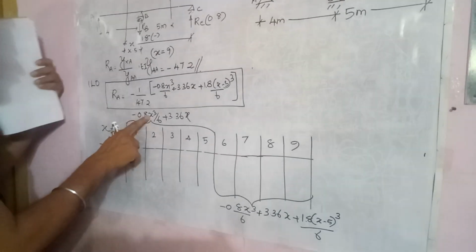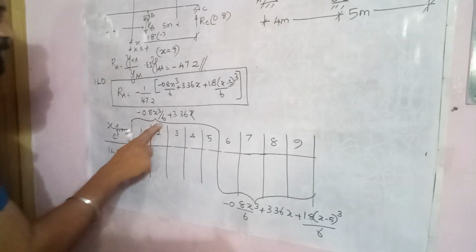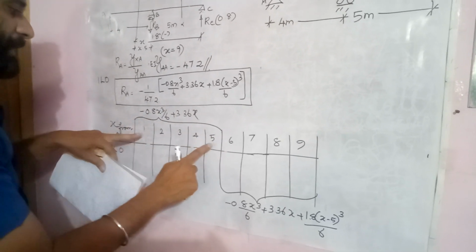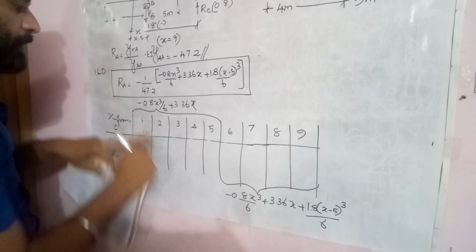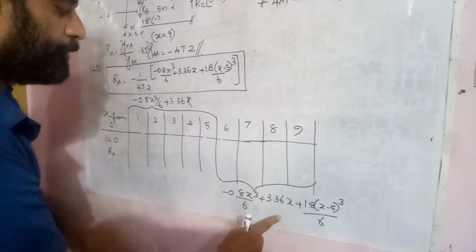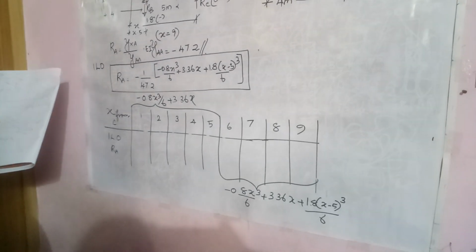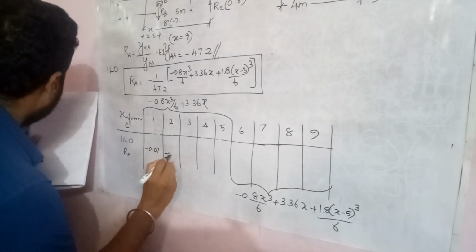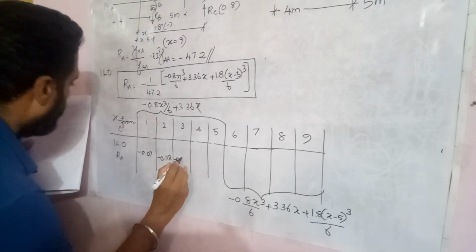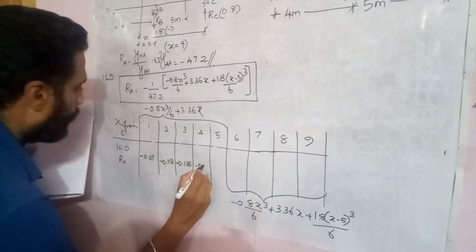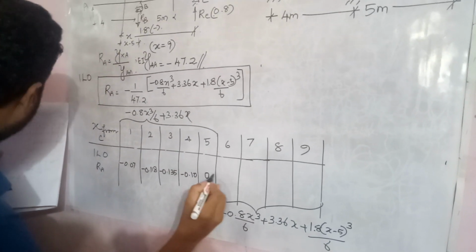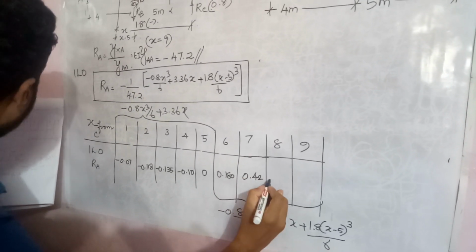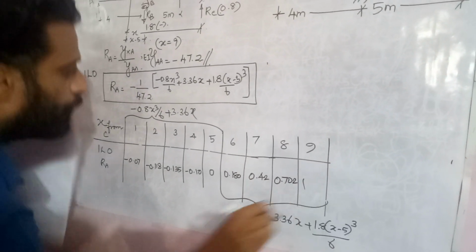Now substitute x is equal to 1 in this equation and just write down the value. And put x is equal to 2, substitute x is equal to 3, x is equal to 4. For x ranging from 1 to 5, you need to substitute in this equation, and for x ranging from 6 to 9, you need to substitute in this equation. I have already worked it out, and I'll write the intensity. So 0.07, 0.118, 0.135, 0.10, and for 5 it's 0, and this is 0.180, 0.42, and this is 0.702, and for 9, 1.